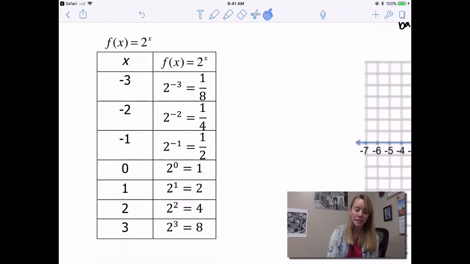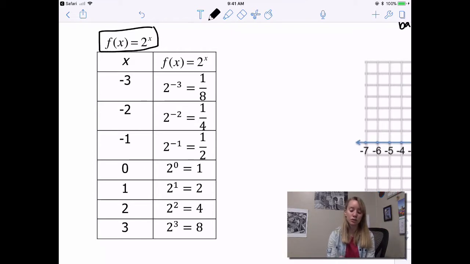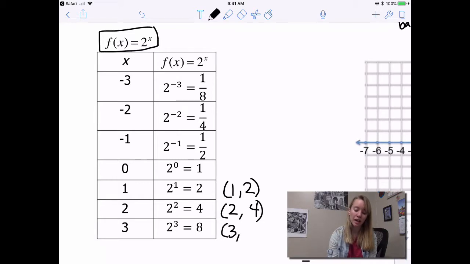When I plug in, let's actually plug in the positive numbers first because that's usually a little easier. If I plug in the number 1 into this equation, f of x equals 2 to the x, I get 2 to the first. 2 to the first is 2, so the point (1, 2) is on my graph. If I plug in 2 into the exponent, I get 2 squared, which is 4, so (2, 4) is on my graph. And then if I plug in 3, I get 2 to the third, which is 8. So (3, 8) is on my graph.